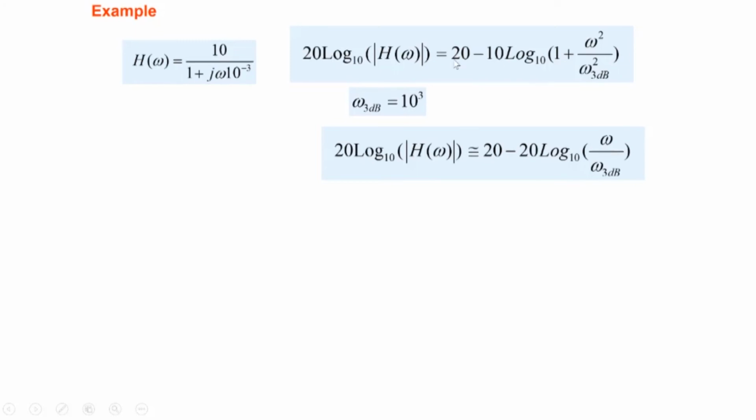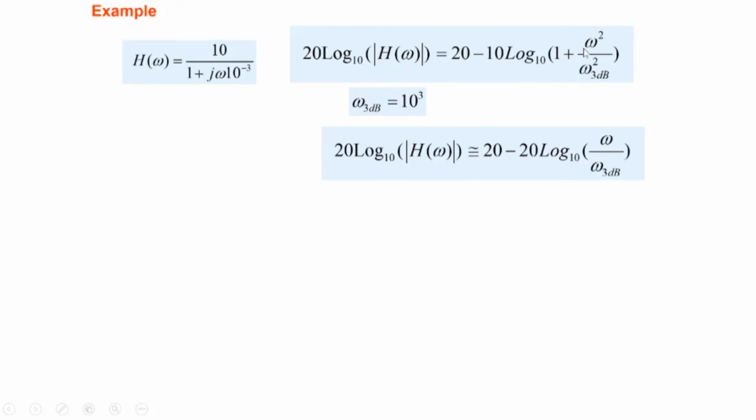Now for frequencies, this is the function that we need to plot and analyze. For omega much less than omega 3 dB, this log is practically 1. So it's basically equal to 20 dBs. This part then becomes 0, and it becomes 20 dBs.